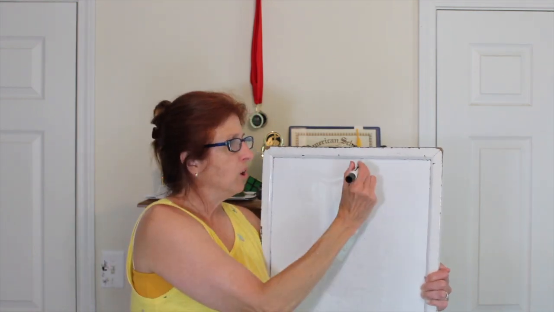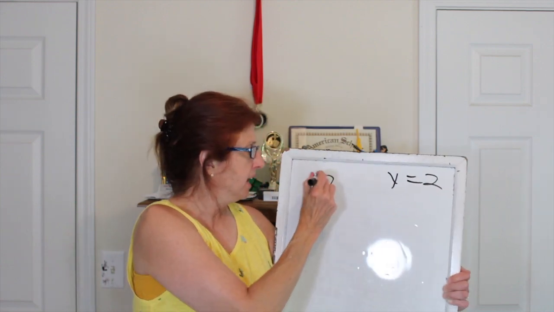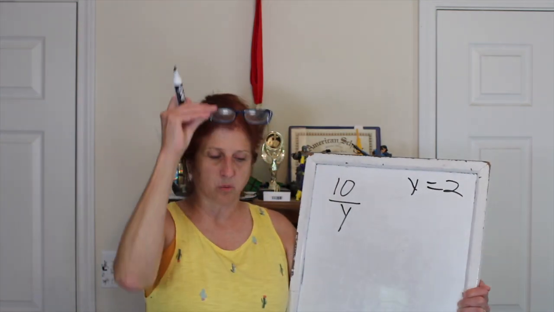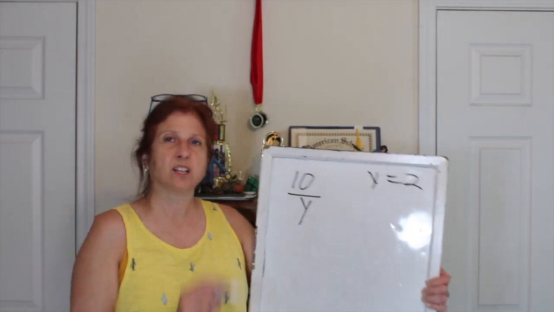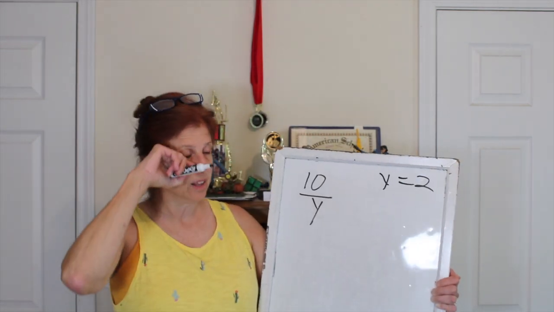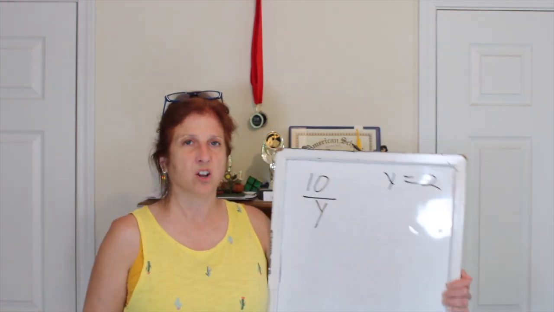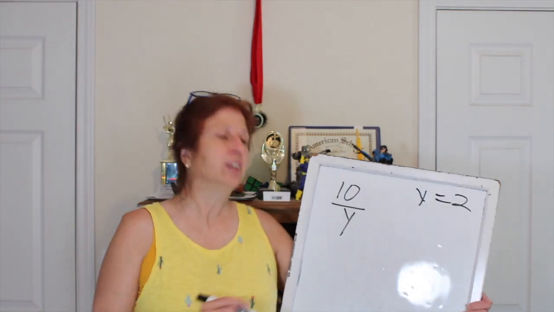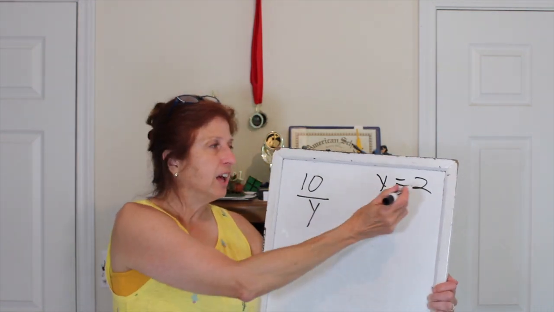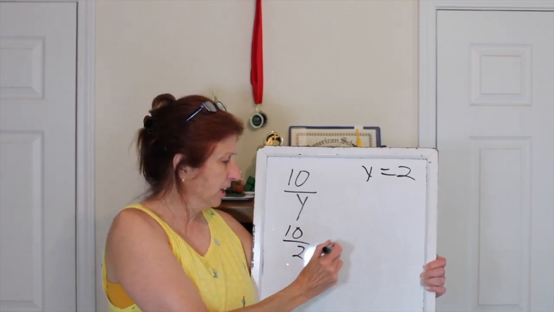Here's another one. Y is going to be equal to 2 for all of these. Okay, our next one is 10 over y. Now, do you remember what I told you that the fraction bar stands for? Divide. That's right. Okay, so we've written our formula, we've written our known and unknown. What's step 3? That's right, we sing substitute, because we're going to substitute 2 for y. So now 10 divided by 2 equals 5.